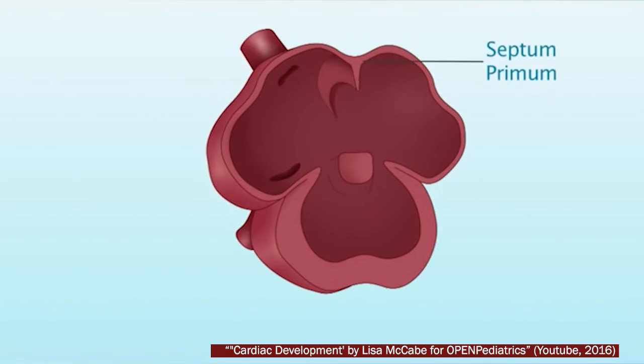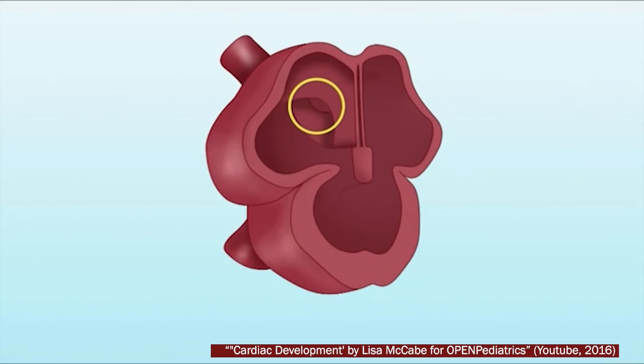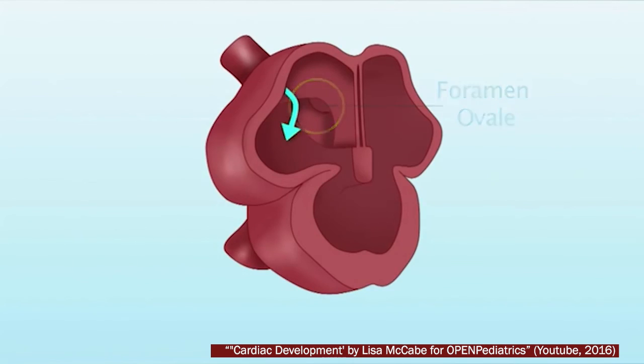Septum primum grows downward between the right and left atrium and eventually fuses with the endocardial tissues. The septum secundum grows parallel to the septum primum. Both septum primum and septum secundum develop with holes in them to create a passageway for blood to flow from right atrium to left atrium through the foramen ovale. As long as the pressure in the right atrium is higher than the pressure in the left atrium, the passage will stay open to allow the blood to flow from right to left.